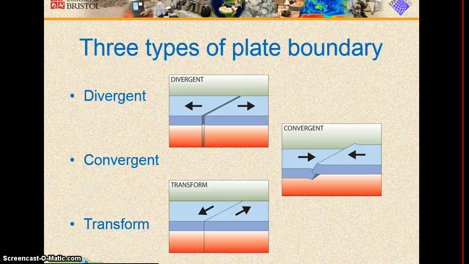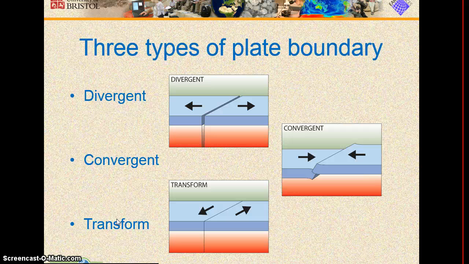Divergent, di meaning two. So you can see here that they're going to split into two, going apart. Convergent, con meaning with or together, means they're going to collide. Transform is like our transform boundary that we have that sits under California.